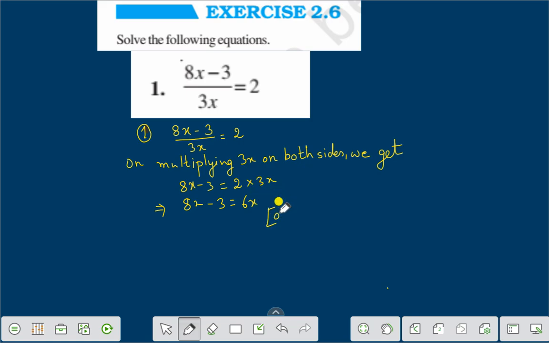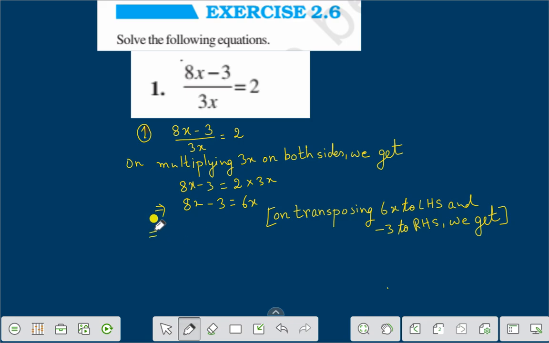On transposing 6x to the left hand side, LHS, and minus 3 to RHS, we get 8x minus 6x is equal to 3, or 2x is equal to 3, or x is equal to 3 by 2.